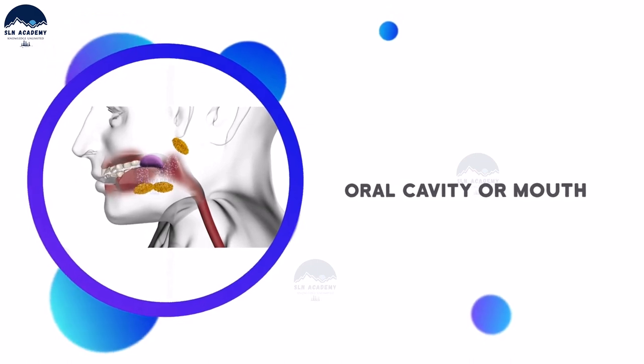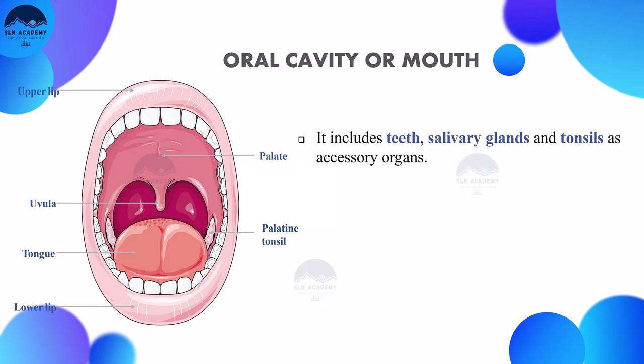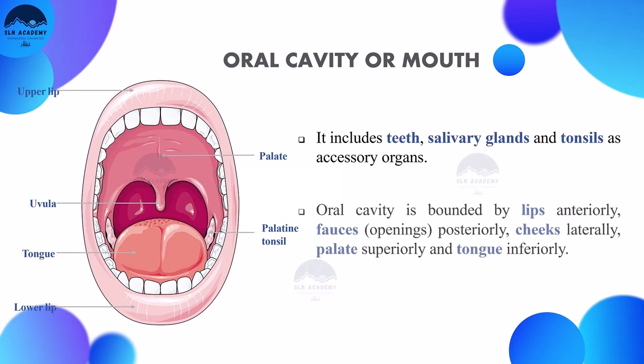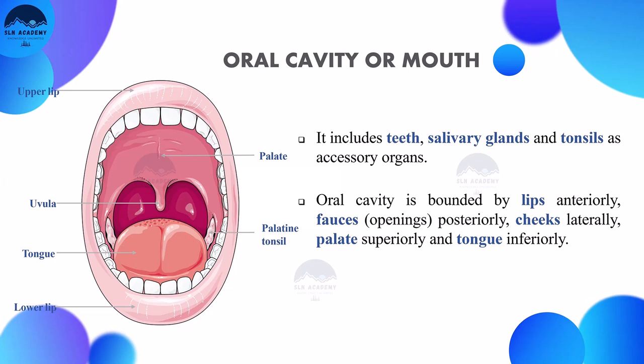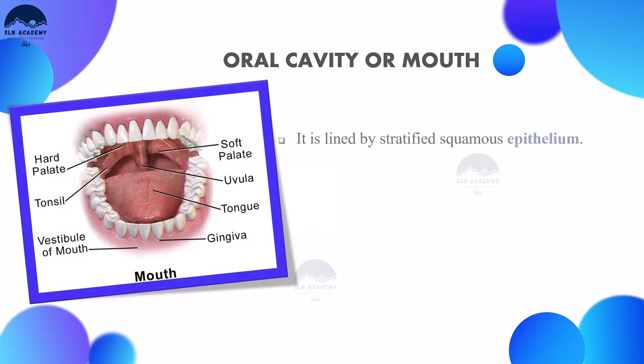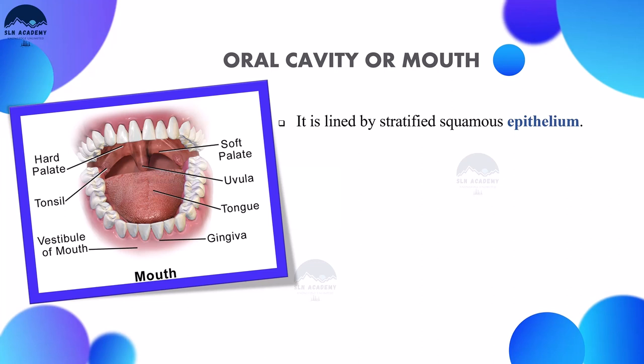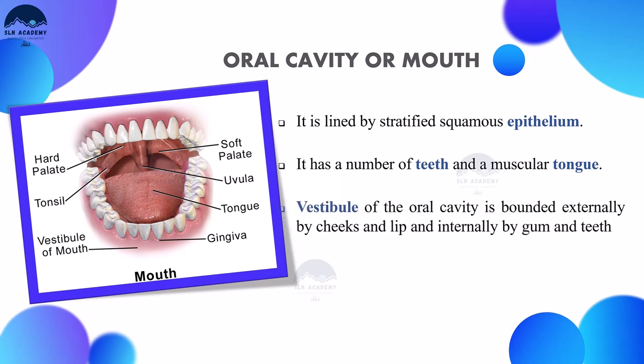Oral cavity or mouth. It includes teeth, salivary glands, and tonsils as accessory organs. Oral cavity is bounded by lips anteriorly, fauces posteriorly, cheeks laterally, palate superiorly, and tongue inferiorly. It is lined by stratified squamous epithelium. It has a number of teeth and a muscular tongue. Vestibule of the oral cavity is bounded externally by cheeks and lips, and internally by gum and teeth.